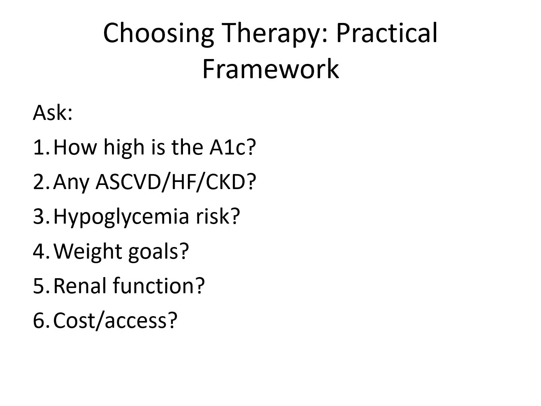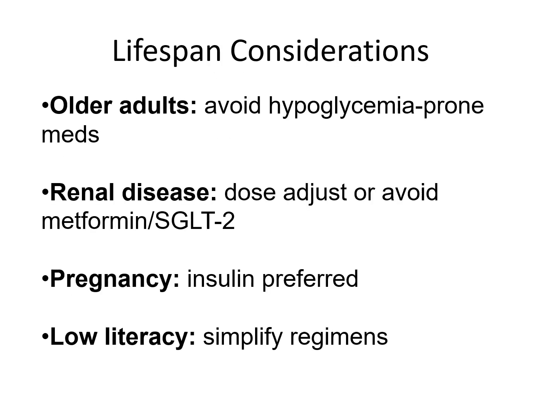So when you're choosing therapy for these patients, you're going to think about multiple different things. So how high is the patient's A1C? Do we have any heart risk, kidney risk? Is there a risk for hypoglycemia? So is the patient elderly? Does the patient have a weight loss goal, or would losing weight potentially improve their clinical presentation? What is their renal function? And then what is the cost of the medication, and can the patient access that medication? So, of course, this is not a one size fits all. We have to consider lifespan and special populations.